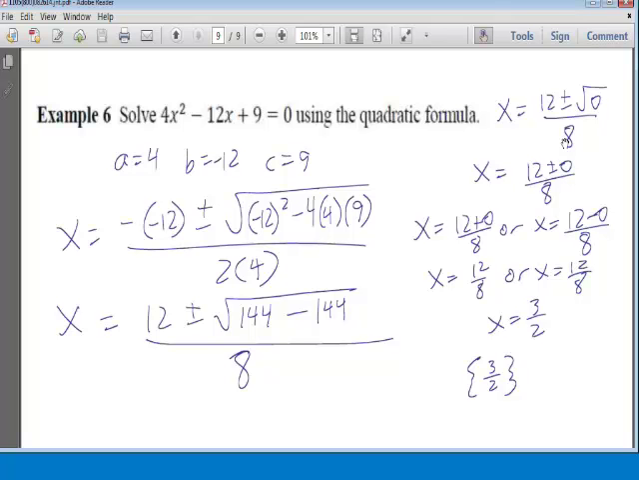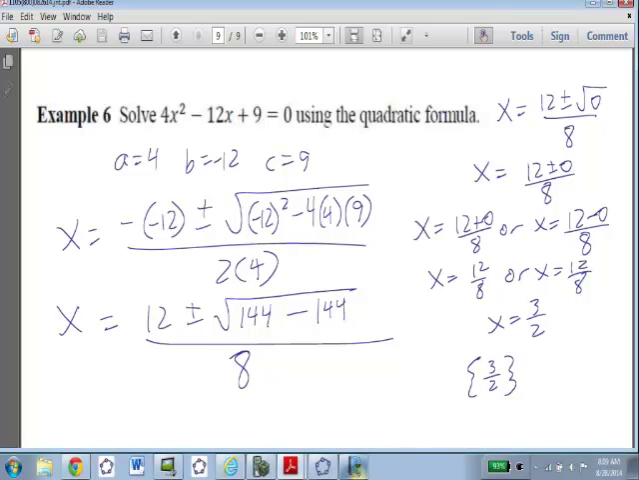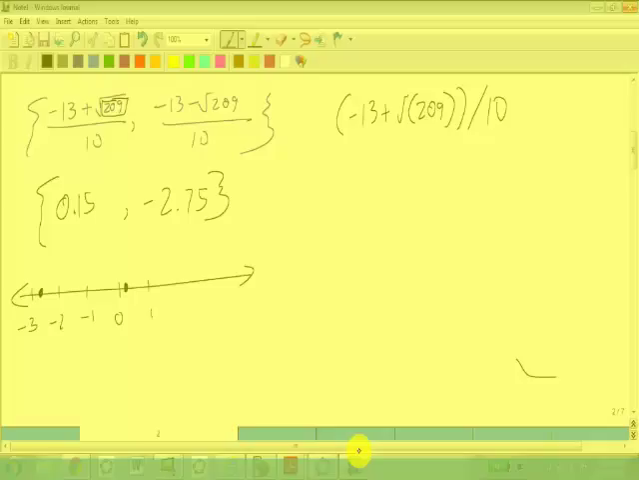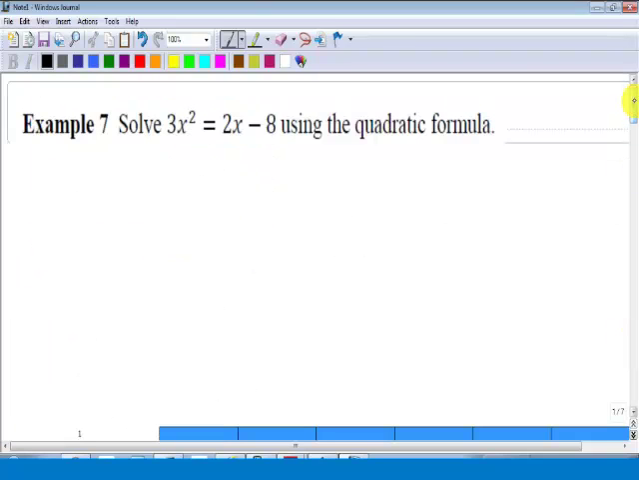So we'll talk about the discriminant in just a little bit. What we'll see is when the number underneath the radical sign is 0, in the quadratic formula, there'll be just one real solution. Now the example we start with today, example 7, I hope the number underneath the radical sign is negative, and we'll see what the outcome of that is. Solve 3x squared equals 2x minus 8 using the quadratic formula.